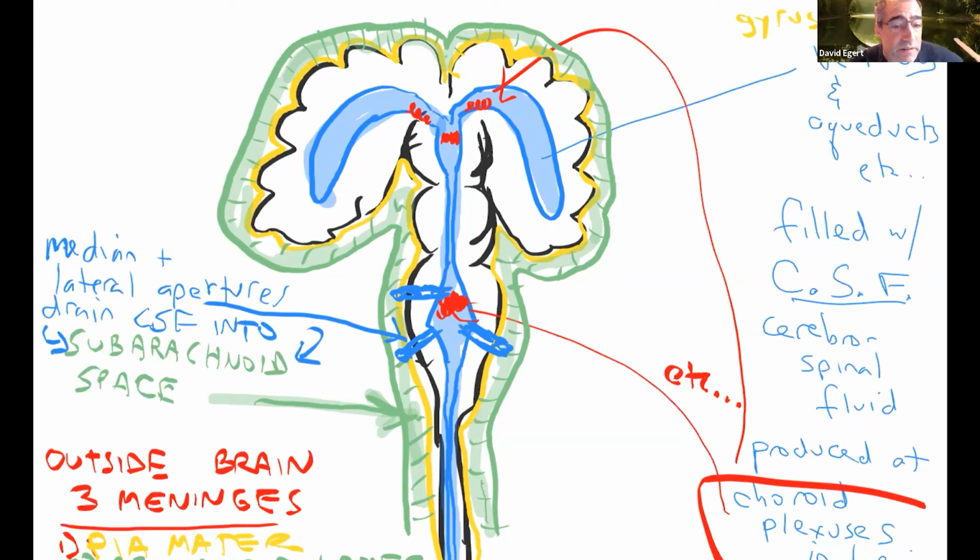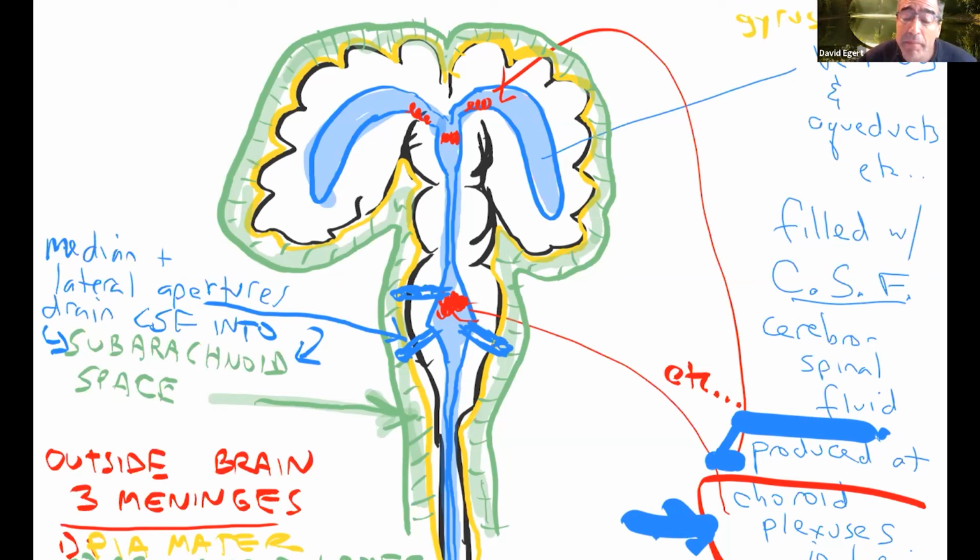So the CSF is being produced at the choroid plexus, inside the brain. But as it is getting made, you make a few hundred mils every few hours, so it overflows into that subarachnoid space. So now the CSF is outside the brain as well as inside the brain.